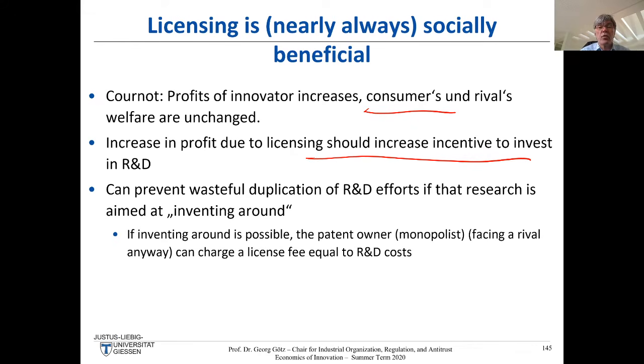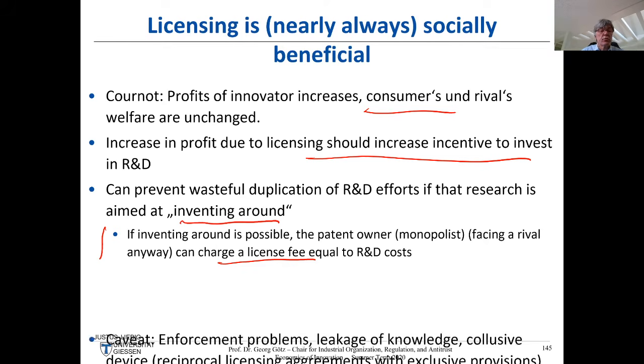This is a Pareto improvement, clearly. And it also can prevent wasteful duplication of R&D effort. If some technology is already invented, it's better to just license it than to try to invent around. And so if inventing around is possible, the patent owner typically could just charge a license fee equal to the R&D cost it would require to invent around.